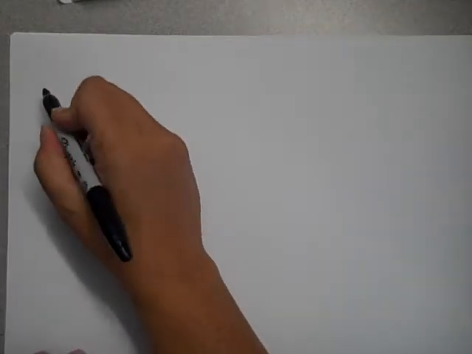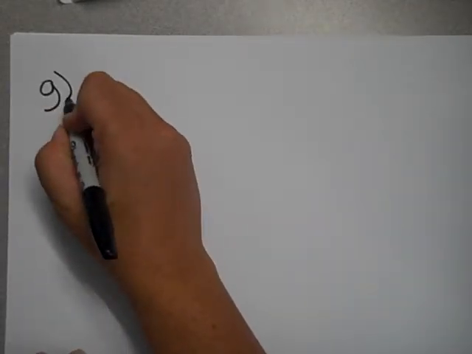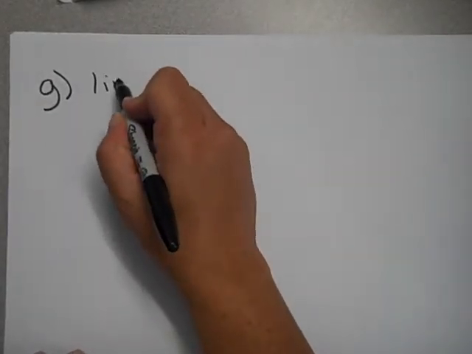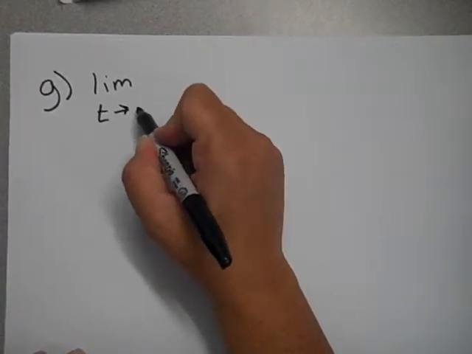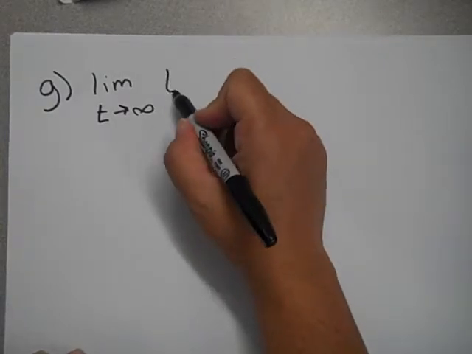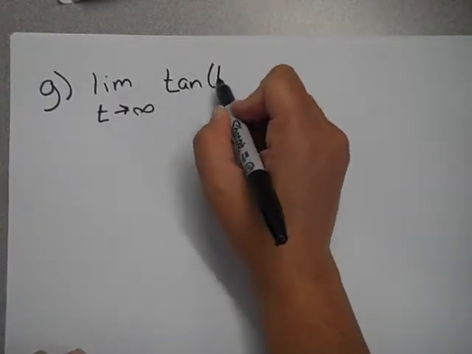Okay, this is part 2. Let's work on that math worksheet number 25, limits and infinity. And let's start with letter G. Letter G says the limit as t approaches infinity of tangent of t.